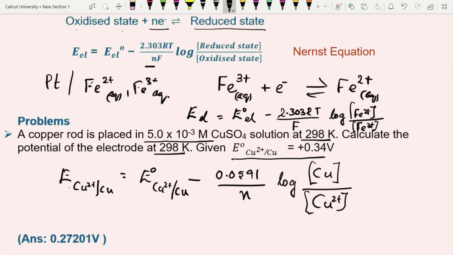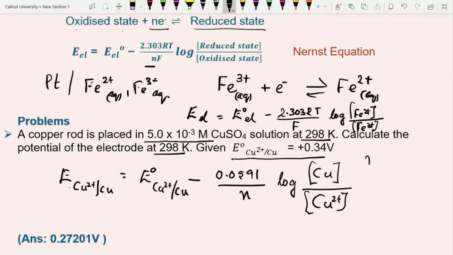You can find out the value of n very easily, because we know that the ion involved is Cu2+, and that has to be converted into copper, which requires 2 electrons. Or, the other way you can do it is to write the electron reaction and find the value of n. So, here we get n equal to 2.